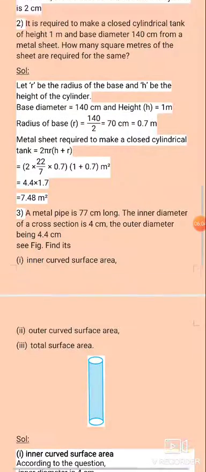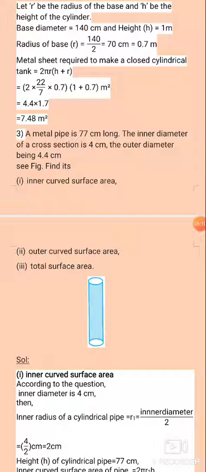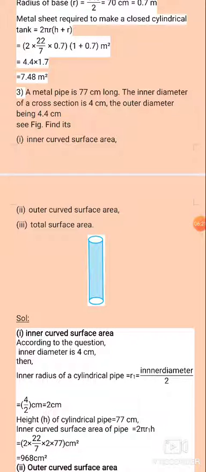Okay, now the first one, inner curved surface area, we need to find out. Now according to the question, the inner diameter is what? 4 centimeter. So inner radius of the pipe is what? Inner diameter by 2, which is equal to what? 4 by 2, 2 centimeter. Now the height is what? 77 centimeter. Now the inner curved surface area is 2 pi into r1 h. So inner radius we can consider as r1. So 2 pi into r1 into h, which is equal to what? 968 centimeter square.